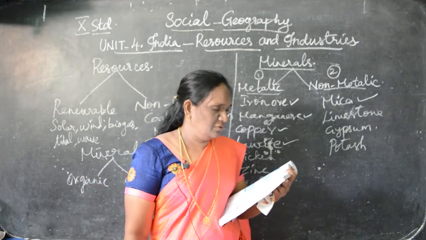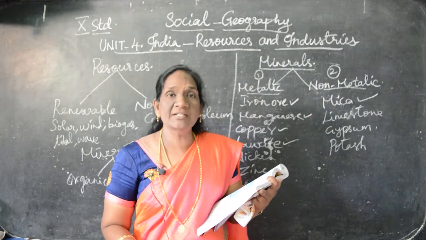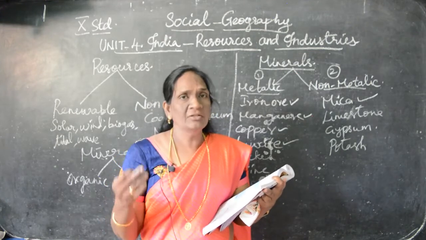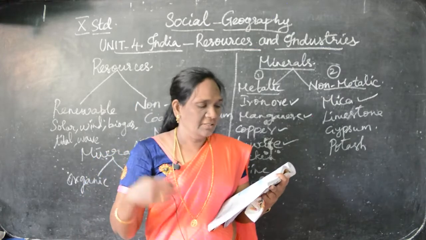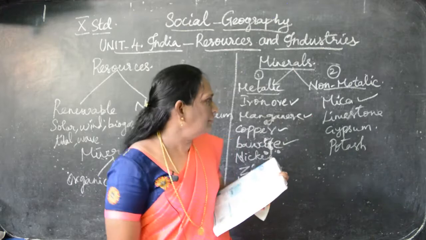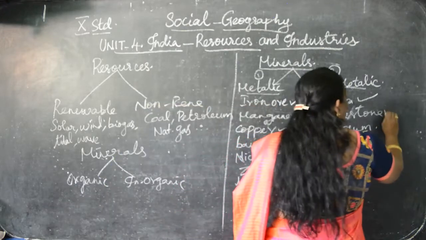And it is very useful for lubricants, making medicines, then paints and varnishes. And if you ask which are the major producers, they are Andhra Pradesh, Rajasthan, Odisha. And then next we are going to see about limestone.